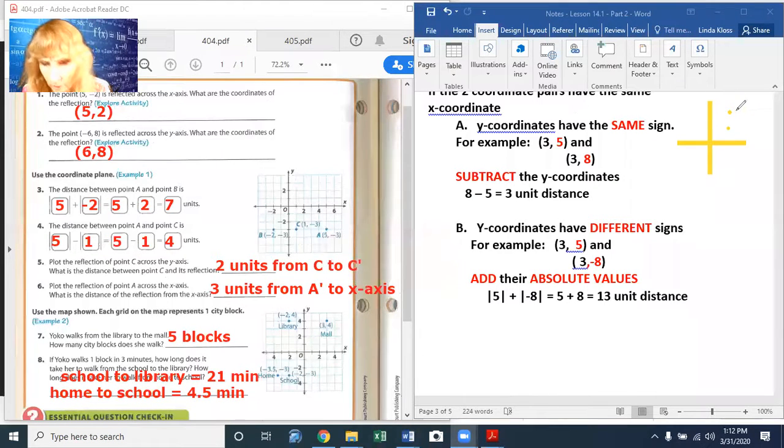You're going to just subtract the 2 y coordinates. So that's that example.